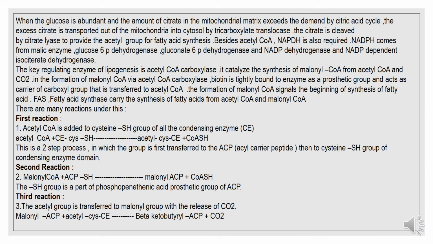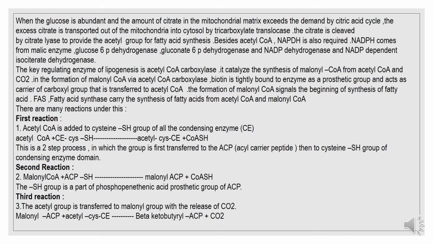NADPH is also required. NADPH comes from malic enzyme, glucose 6 phosphate dehydrogenase, gluconate 6 phosphate dehydrogenase, and NADP dependent isocitrate dehydrogenase. The key regulating enzyme of lipogenesis is acetyl CoA carboxylase.